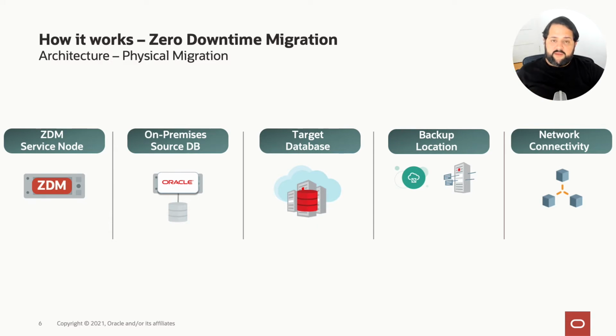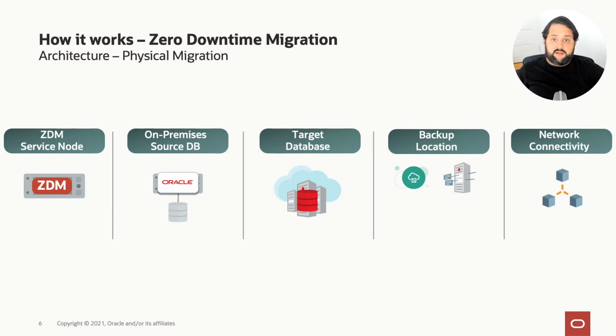So in the case of physical migration, you have the ZDM service node. It's really important, as I mentioned. Any VM, any box that is running on Oracle Linux 7. We don't require a lot of compute or memory, etc. Just enough storage. And by enough, I don't mean a lot, actually. Just 100 gigabytes of storage, because we generate a lot of logs during the migration. So you want to have the space so that you can then go and do a proper auditing on what happened during your migration.